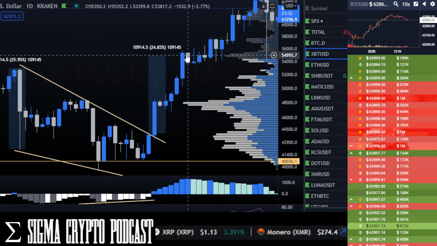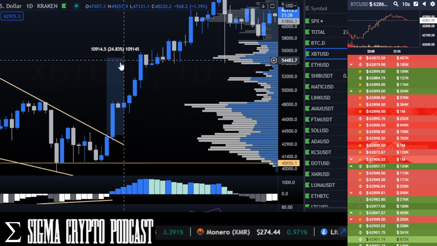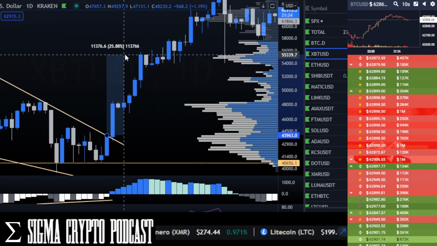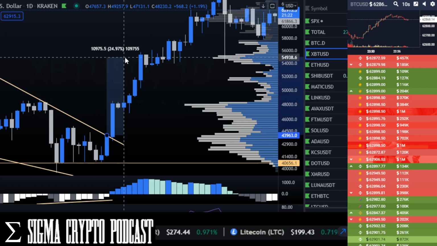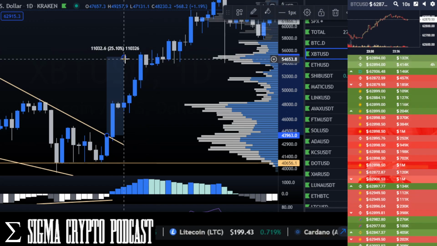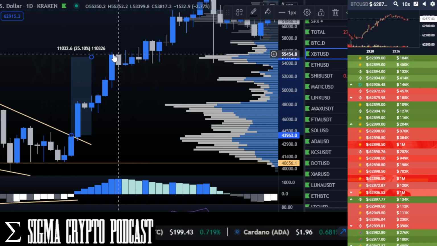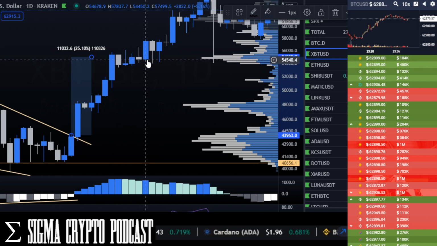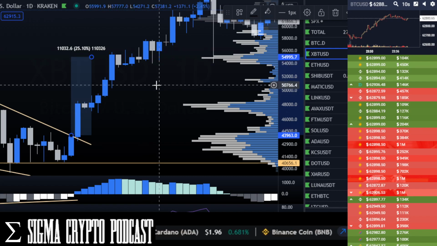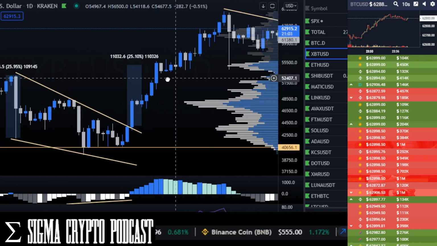And look at that. That's great because it hit that target, going about 2% higher than the measured move, so pretty spot on. What happened after it hit that target? It just ranged for about 4 days until it made its next move up. So that's how you'd measure it.